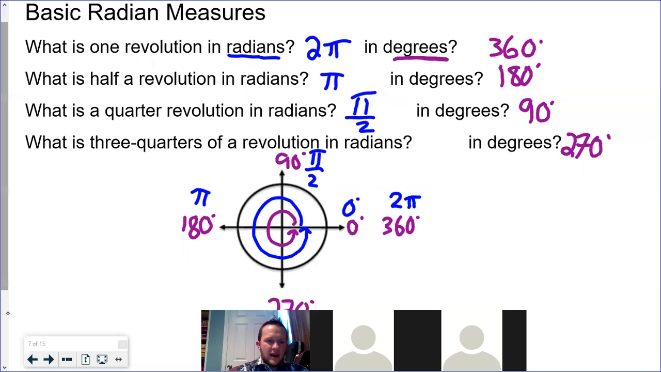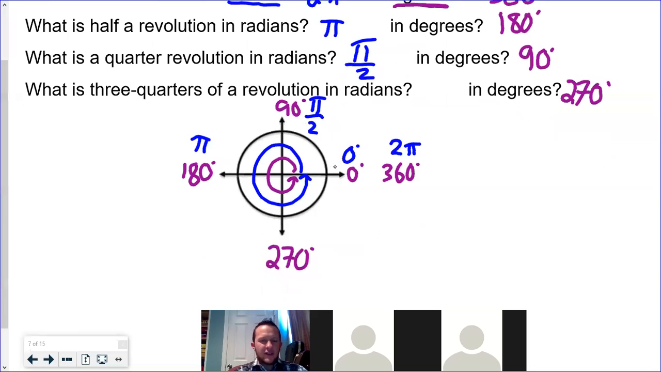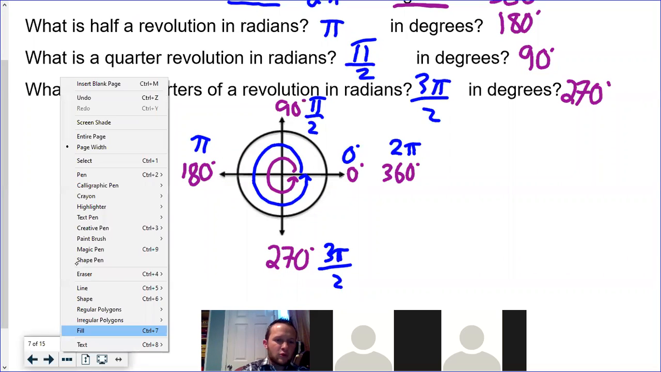Well, then what about this one right here, 270? If I think of these as halves, here's 1 half, here's 2 halves, then here is 3 halves. This is 3 pi halves, radians. All right, so now we're measuring the same angles. It's just showing how the measurement in degrees looks different than the measurement in radians.